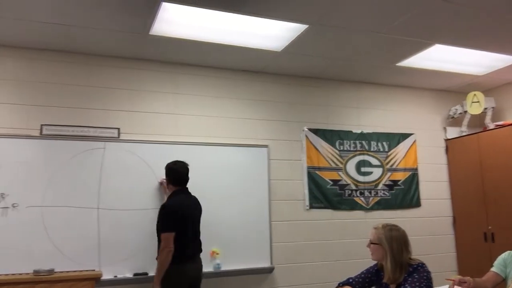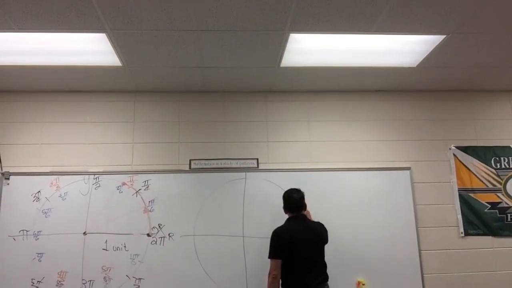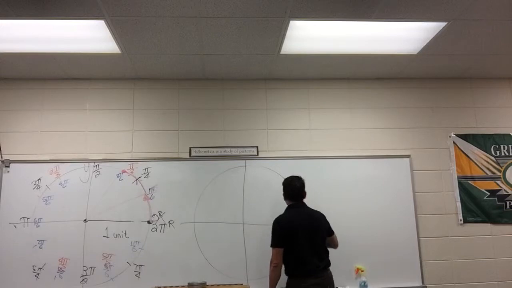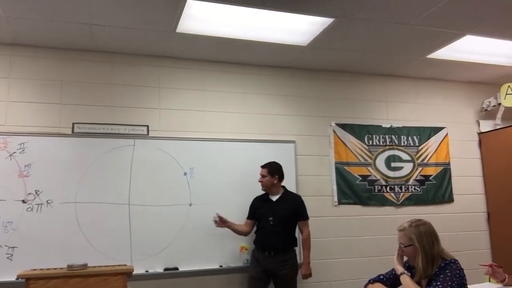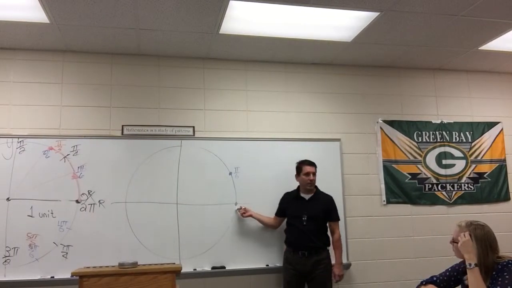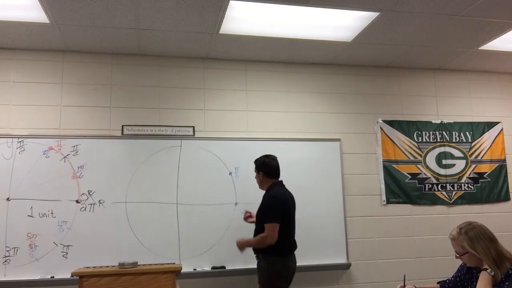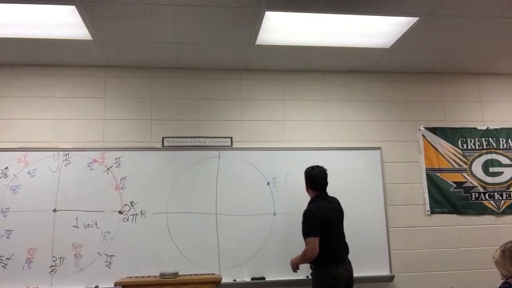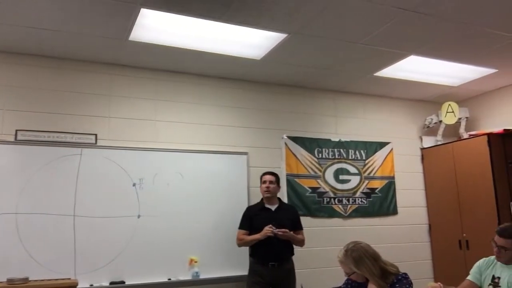So, pi over 6 is right here. This has got one of those magic values, okay? And remember, what we're talking about here is pi over 6 radians. Radians is a distance that's wrapping around the circle starting at this point. That's what it is. It's a distance around the circle, okay? So, what are the coordinates of this point and why are they what they are? That's what I want to know.